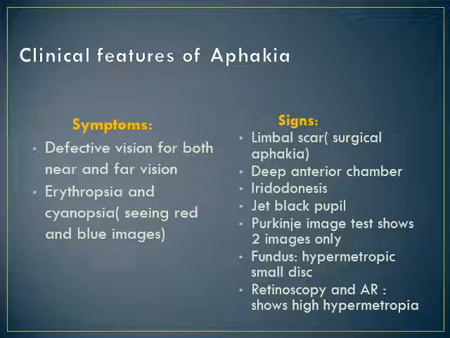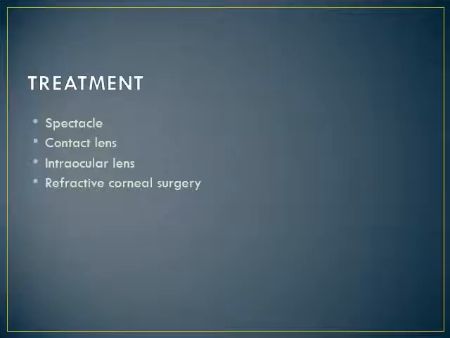Then signs may be limbal scar which may be suggestive of any surgical procedure. It is surgical aphakia. Then deep anterior chamber. Then iridodonesis, jet black pupil. Then Purkinje images show only two. Normally 4 images are there, but in case of aphakia only 2 images are seen. Then fundus is hypermetropic and small disc is seen. On retinoscopy we can show high hypermetropia.